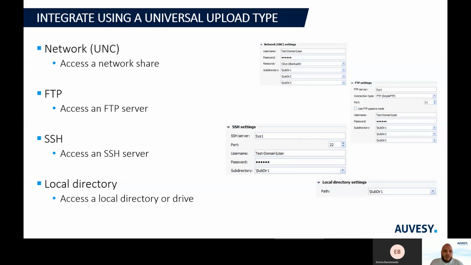Last one is the local directory. This is pretty much for IPC systems. If you have the data stored locally on them, you can install our upload agent on this IPC, and then you can just select the local path for this one. If it's on the C drive or the D drive, it doesn't matter. And then you can just upload from this folder. All quite simple methods. These are our universal upload types.